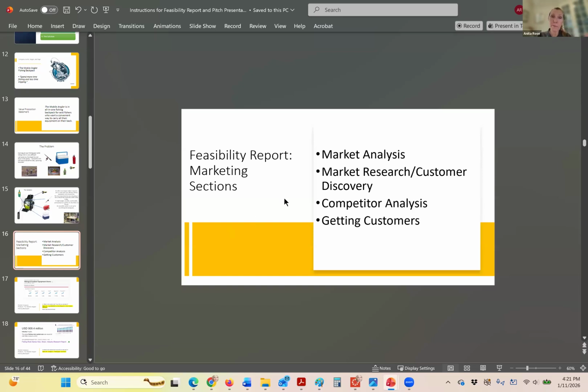So the feasibility, the marketing section will include a market analysis. We would have the customer discovery to make sure we do have customers that will purchase this product for us. We want to look at a competitor analysis. What are competitors doing? How do we fare with competitors? And we want to get some customers.